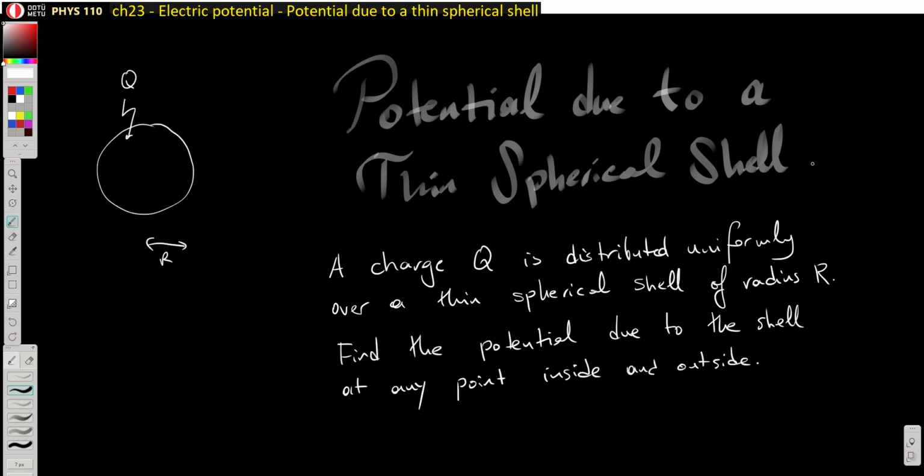So we have a charge Q distributed uniformly over a thin spherical shell with a given radius, and we would like to find the potential at an arbitrary point, but we are going to do the calculation separately for inside and outside. Let's just see how we can solve this problem.